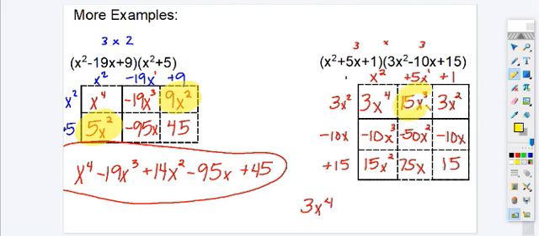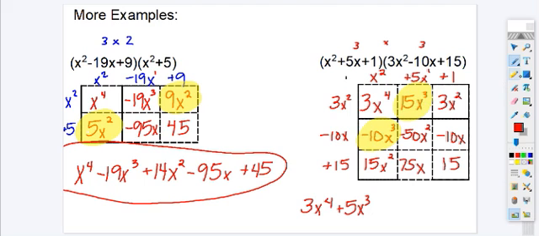There's 15x to the 3rd and negative 10x to the 3rd. So when I write down my answer, I've got to combine those two together. 15 plus negative 10 is positive 5x to the 3rd. Remember, I'm adding at this point to combine the like terms.